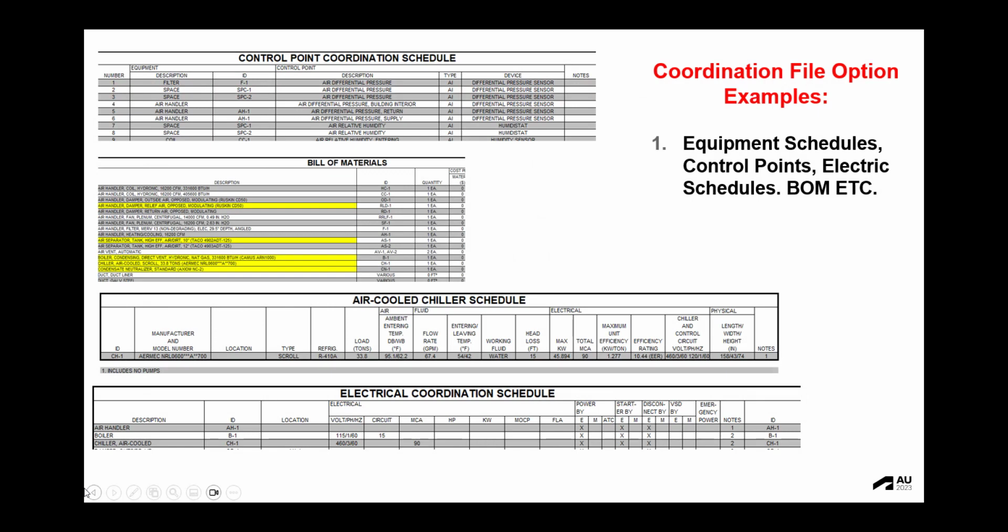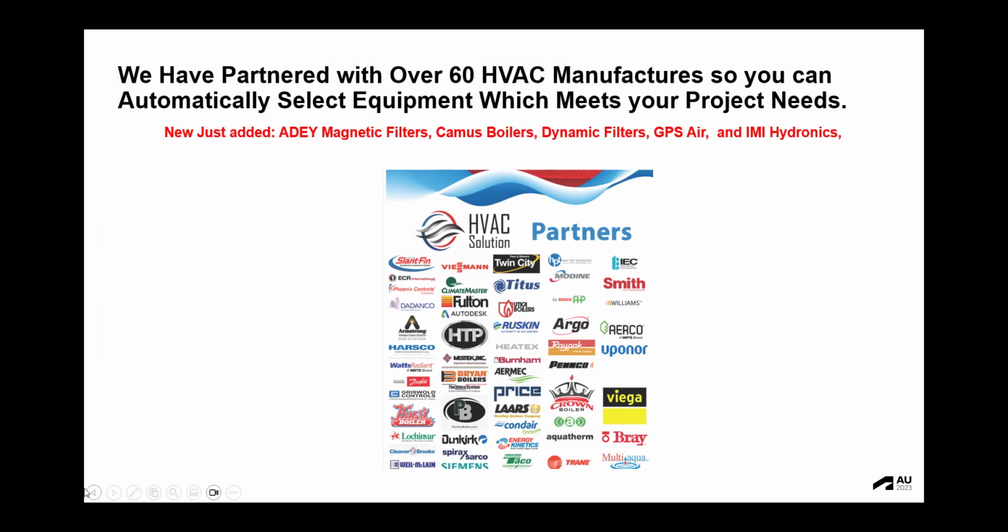So here's an example of some of the control point schedule, the bill of materials, air-cooled chiller schedule, electrical coordination, who's going to provide starters, disconnects, emergency powers, and all the voltages and phases for the electrical engineer.